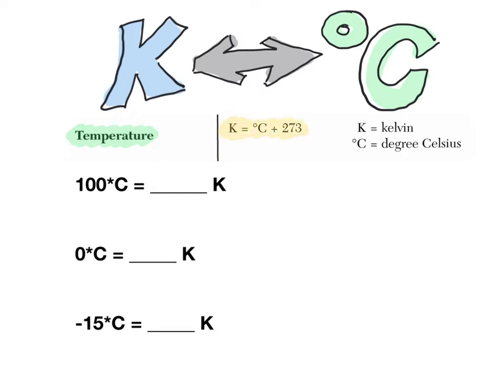And it's not a really complicated formula, it's just telling you, hey, if you have a Celsius temperature, you just add 273 and you will be able to convert it to kelvins, like this. So let's take the first problem.